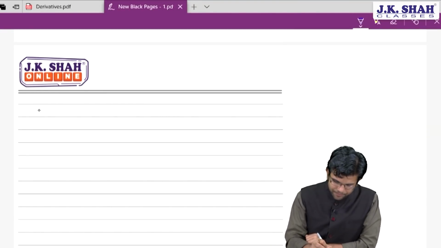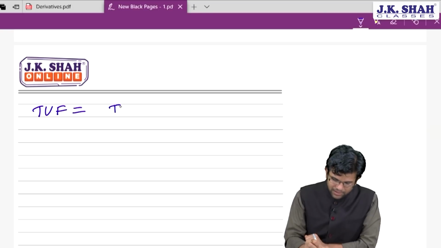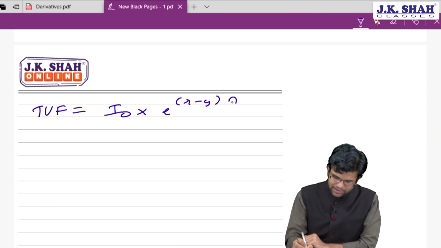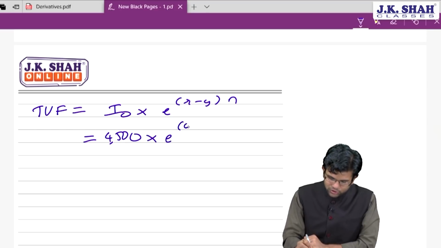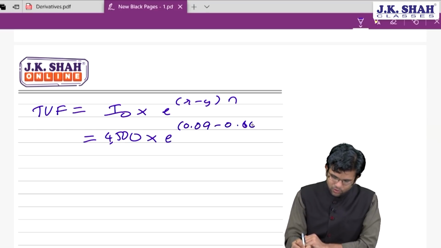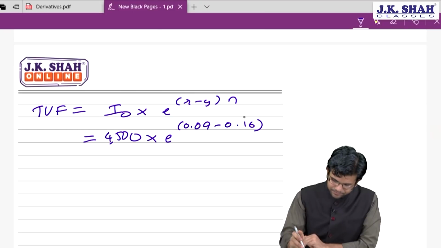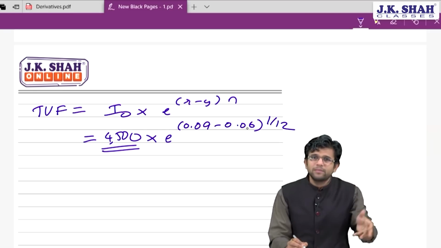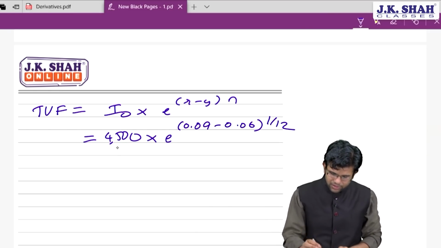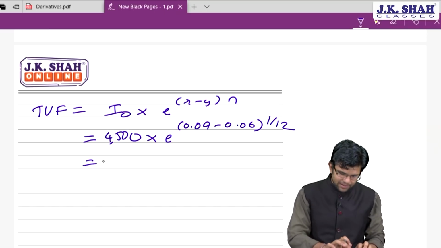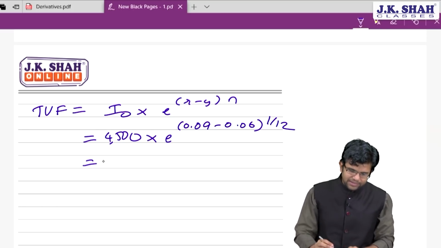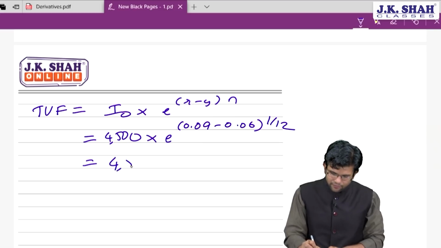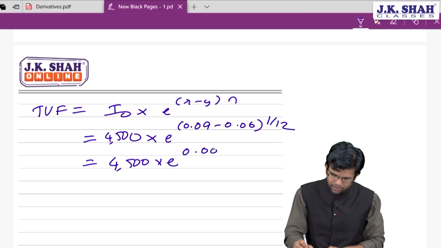So I'll write down now here, theoretical value of futures is equal to I0 into e raised to r minus y into n. Your I0 now, children, will be 4,500 into e raised to 0.09 minus 0.06. I hope you remember r minus the yield, correct? So into n, what is your n now? Only 1 month is left, correct? From 4,500, the compounding has to happen only for a period of 1 month. I hope you remember theoretical valuation of futures modules, okay? So now this is 0.09 minus 0.06 divided by 12, that is 0.0025. So I'll write down here 4,500 into e raised to 0.0025.